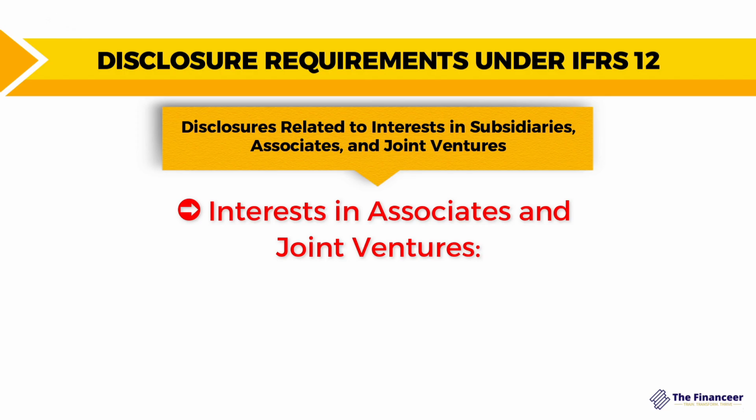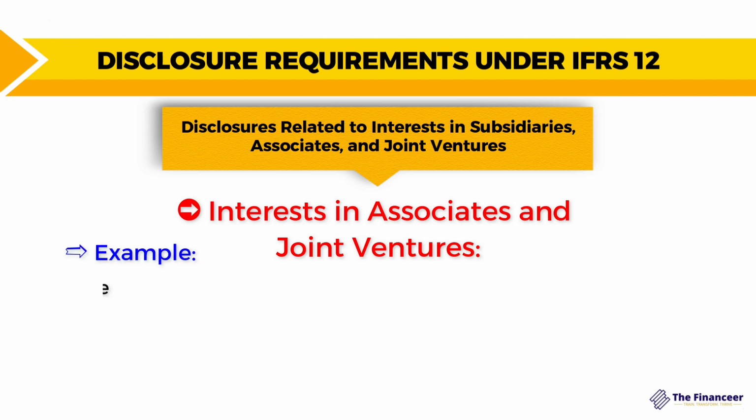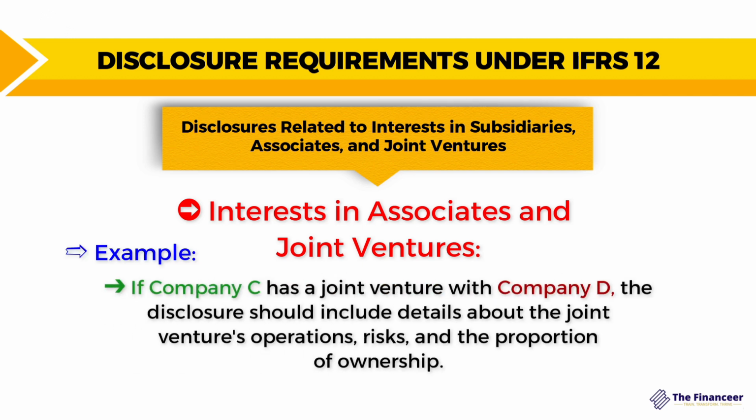And when it comes to the interests in associates and joint ventures, the entity also must provide disclosures, including the nature and the extent of the entity's interest, significant judgments applied in determining the fair value, and any restriction on the ability to access or use the assets. So, for example, if company C has a joint venture with company D, the disclosure should include details about the joint venture's operations, risks, and the proportion of the ownership.